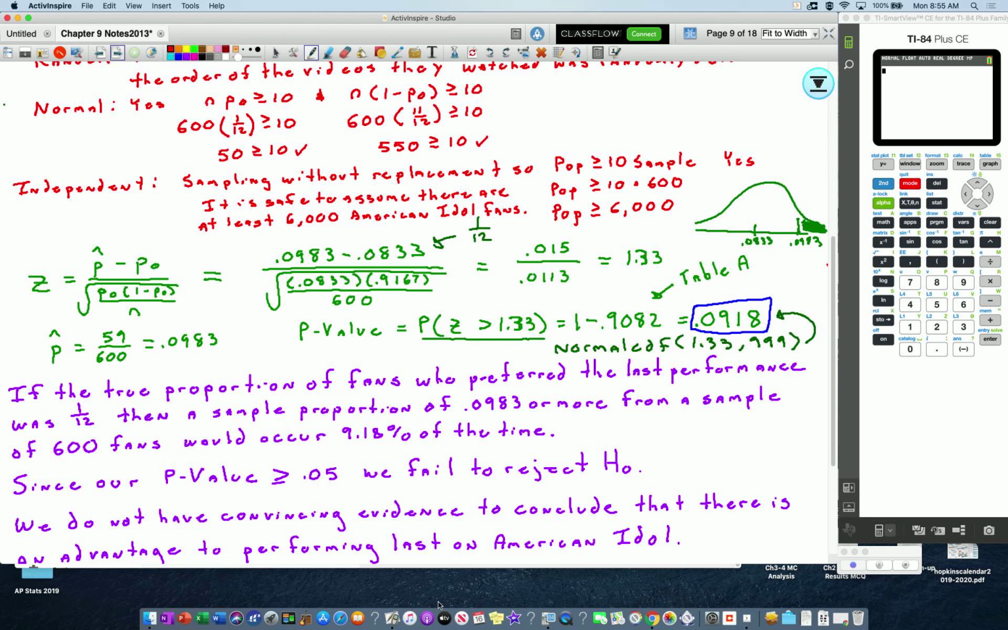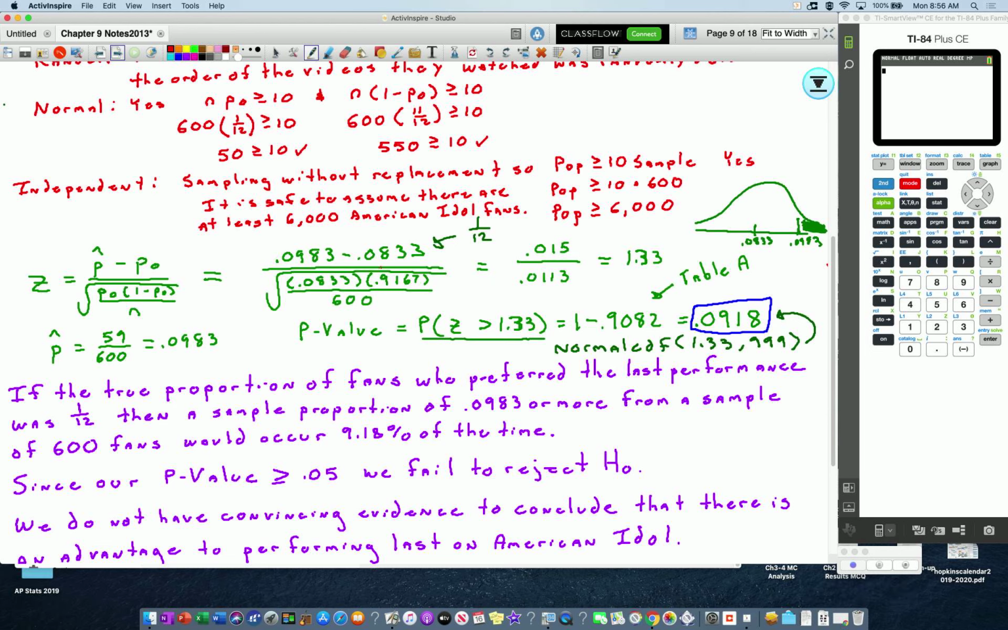So one of the things I did in this problem over here is the normal curve. We're assuming that it's 1/12. The question is, getting a result this big or bigger, does it give me enough evidence to suggest that there is a statistical advantage of going last? So it is higher. The question is, is it significantly higher?